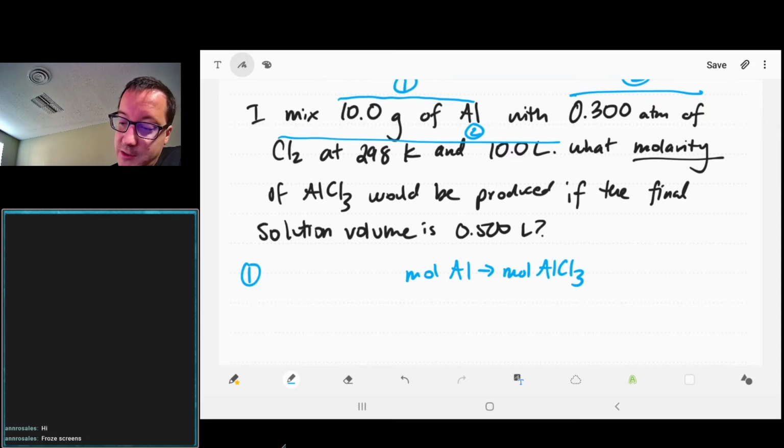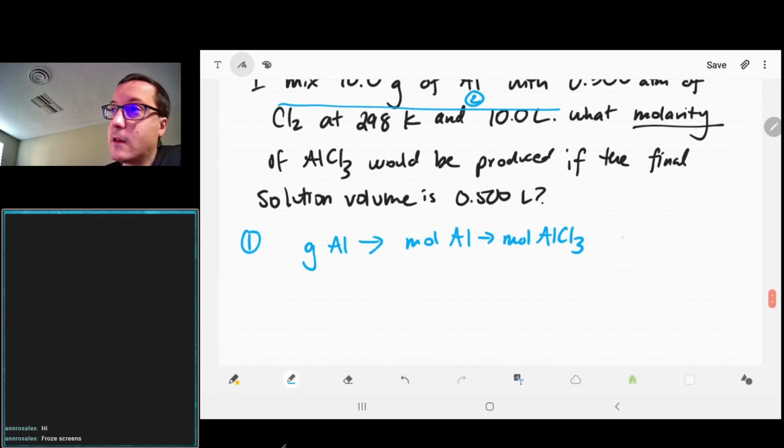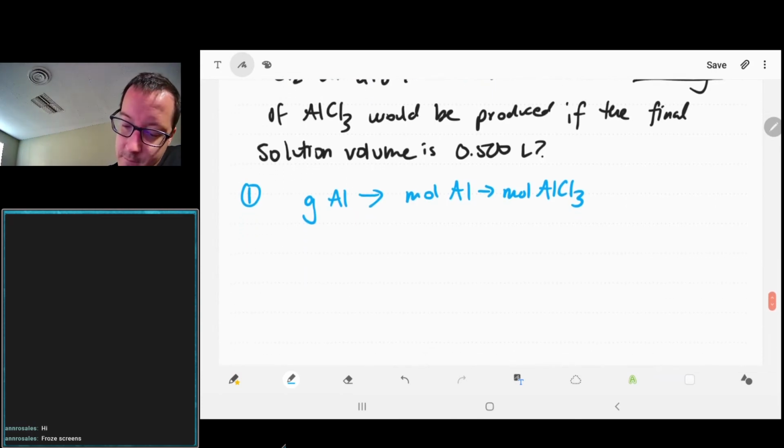We are going to want to divide that number. Well, let's stay with moles of AlCl3 for now, and we're starting with grams of aluminum. So we'll work with this in a little bit. That's kind of our first one.